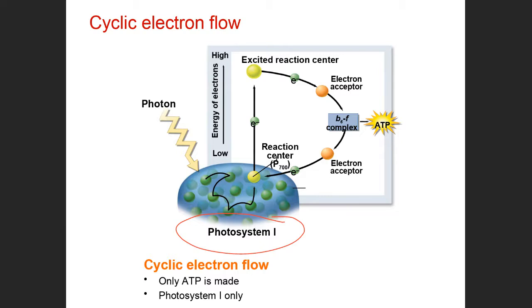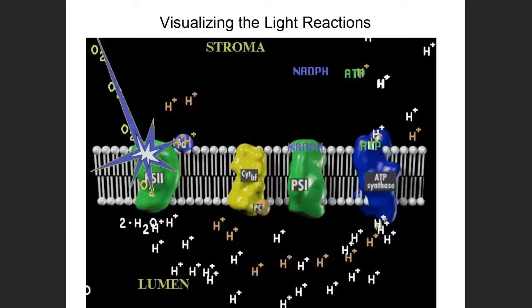So always the electron goes from one state to the electron transporter and is recycled. And during the process, ATP is formed, almost the same process that is used during the non-cyclic light reactions.